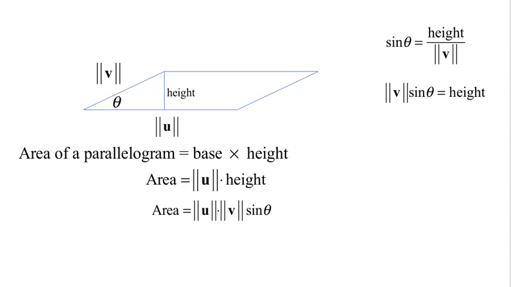Well, what have we done? We've determined the area of the parallelogram as magnitude of u, magnitude of v sine theta, which gives us a rule that the magnitude of u cross v is mag u, mag v sine theta. Notice that sounds kind of familiar to u dot v, which was mag u, mag v cos theta. So let's do an example of that.